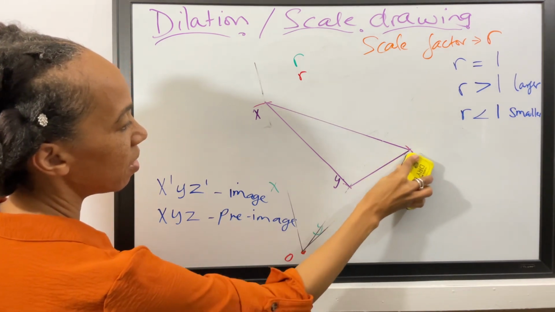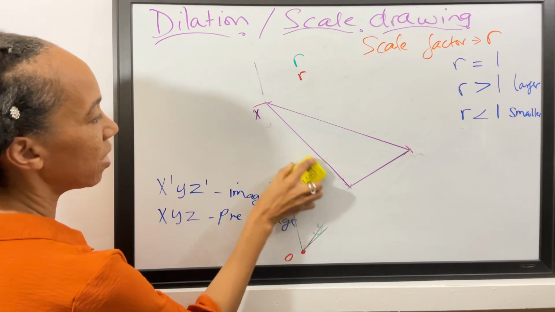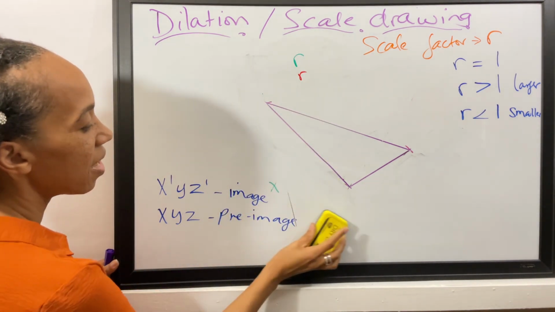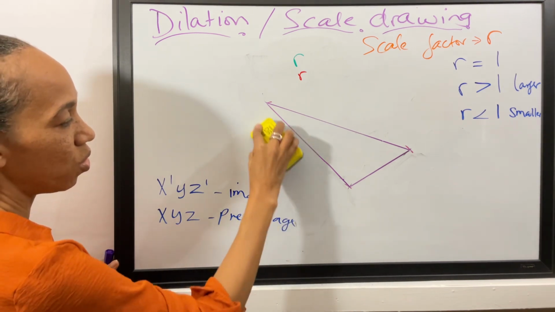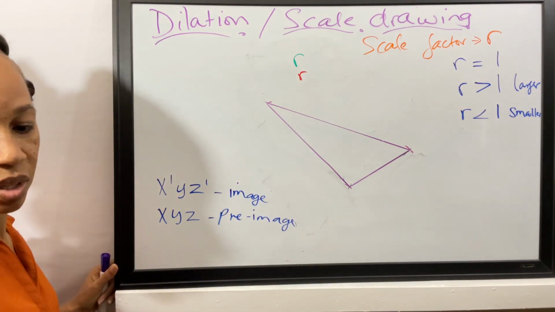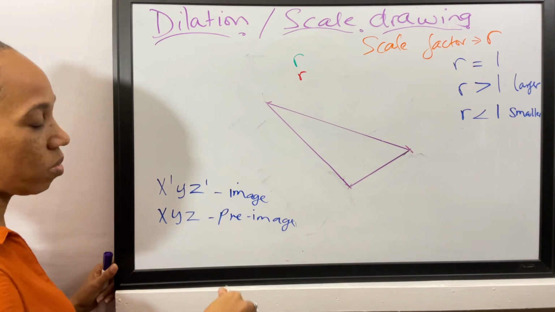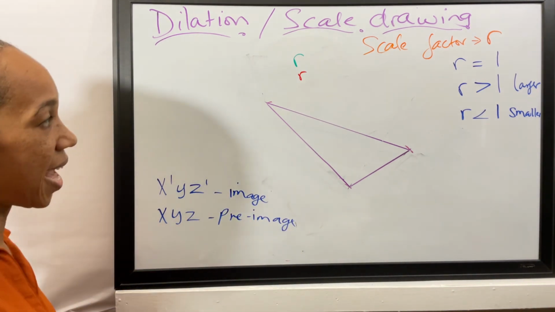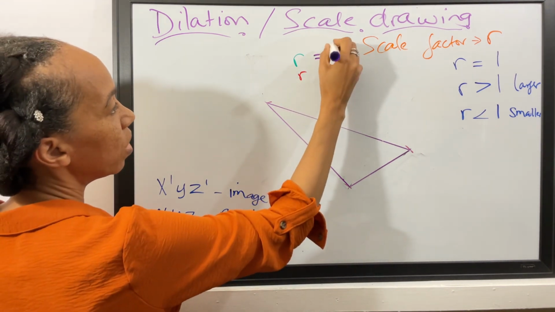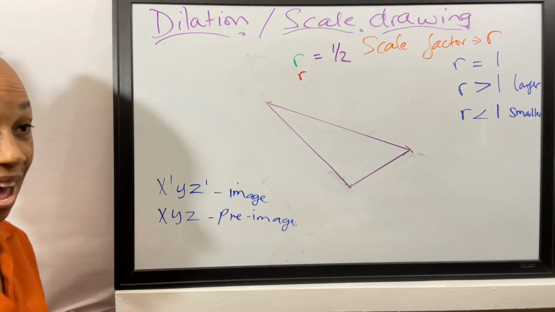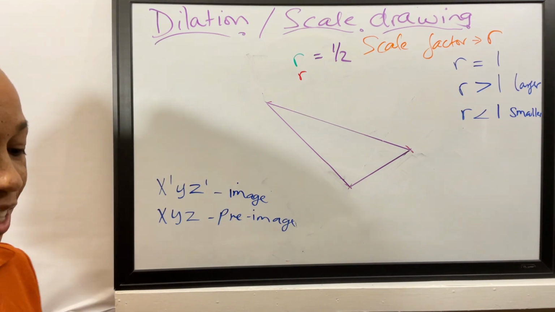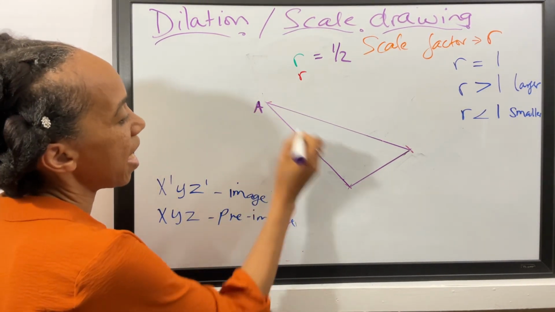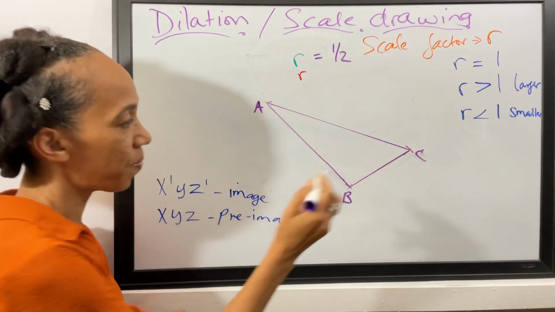I'm actually going to make them a different letter of the alphabet. You don't have to always use A, B, C or X, Y, Z. All right, just want you to know that. So I have this and I want to do R equals a half. So in order to get R equals a half, let's label my triangle A, B, C.